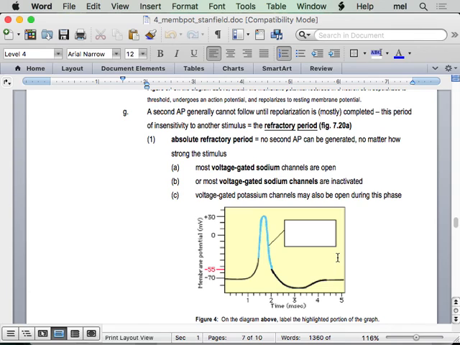Okay, so here's the deal. You can't use the cell again, like I said, until it's reset. There's a period of time that the cell is still busy with the first action potential, or immediately after the action potential, in which you can't get another action potential. This is called the refractory period. Do you know the concept of refractory period?